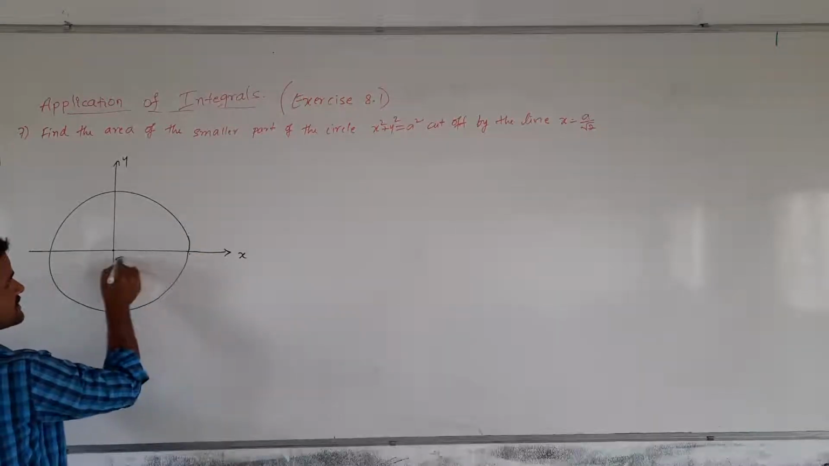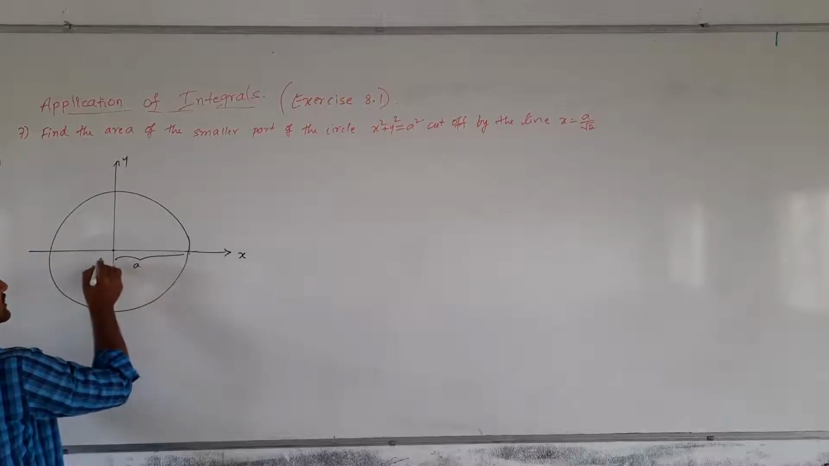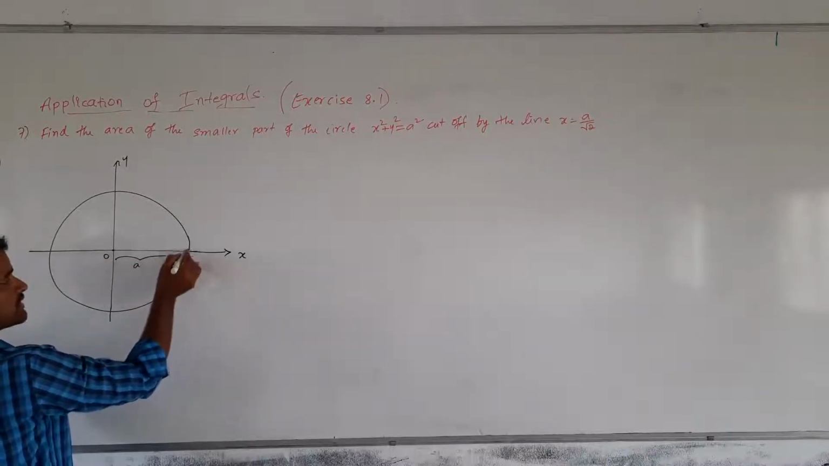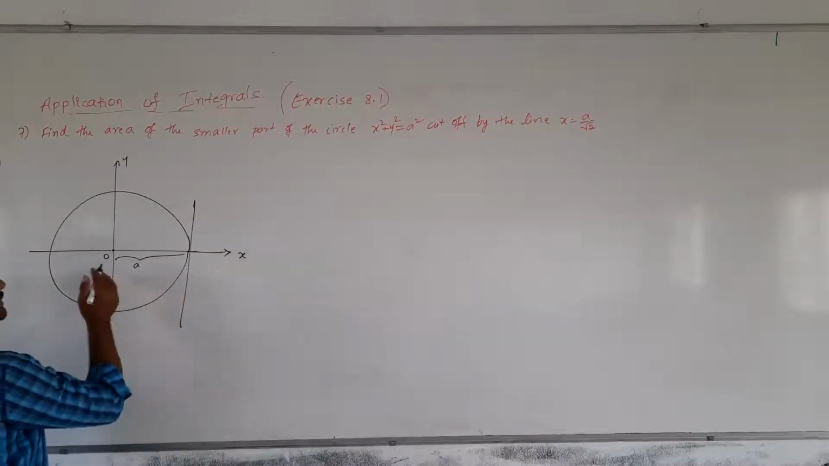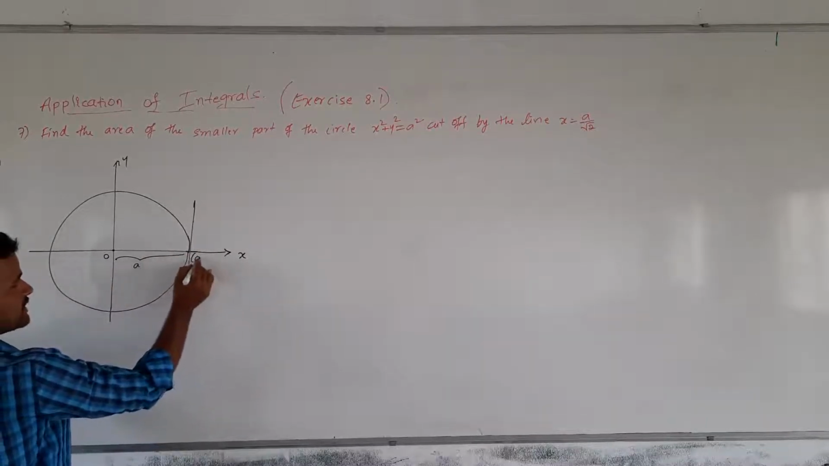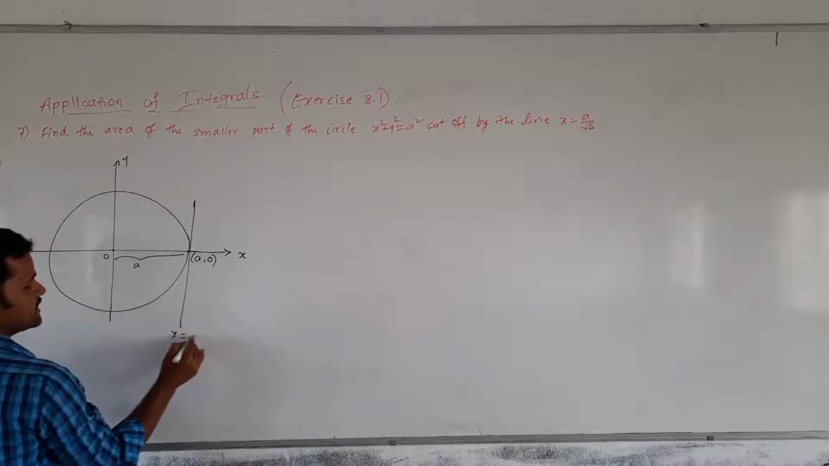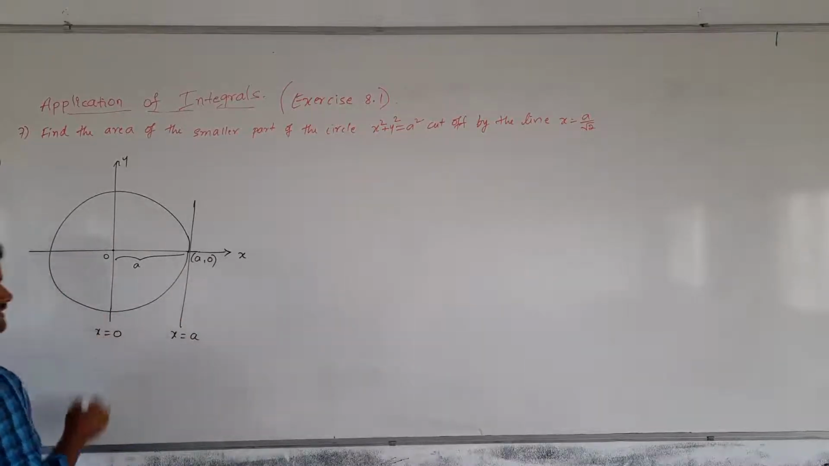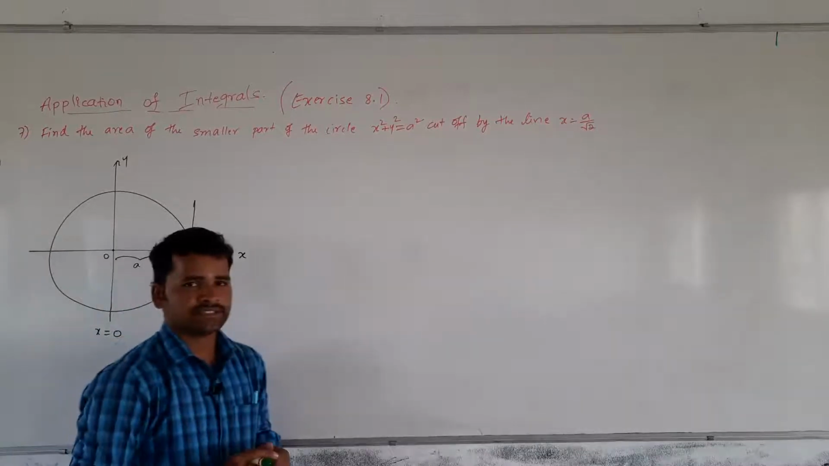And what about this length? This length is a units. From the origin, a units means the point will be (a, 0) here. So a line parallel to the y axis and passing through the point (a, 0) will be x is equal to a, and the equation of the y axis is x is equal to 0.